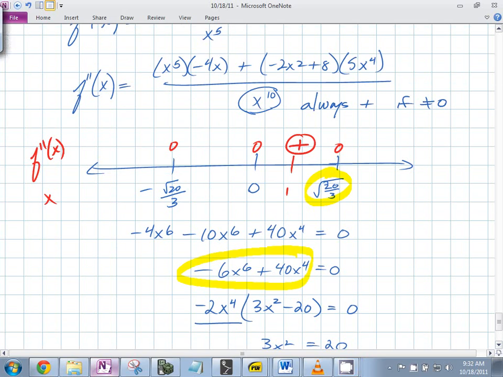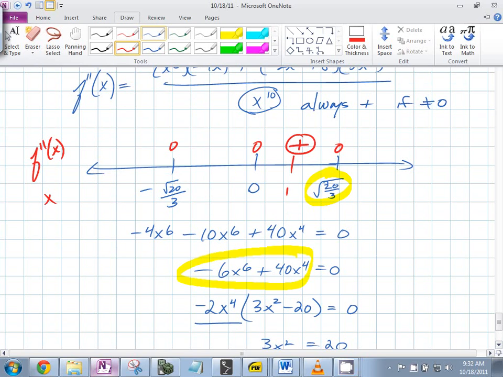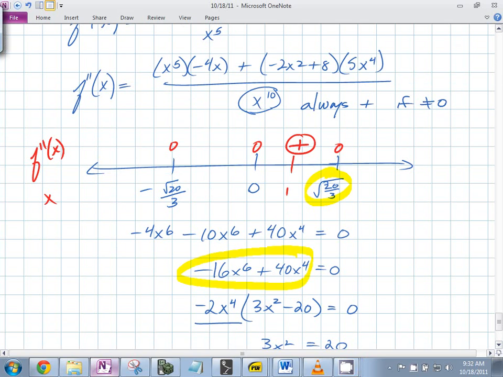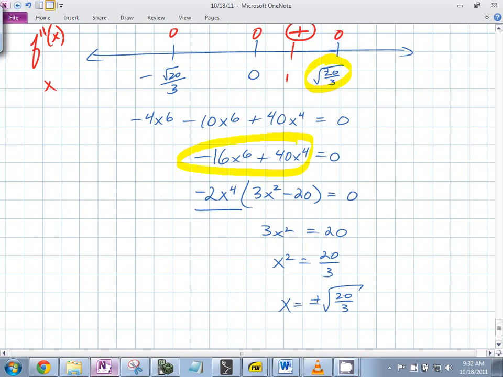Does it make it nicer? Yeah. Good catch there, Maddie. What can we factor out? The -4. What do we get now? -4x to the 4th times what? 4x squared. I think 14.